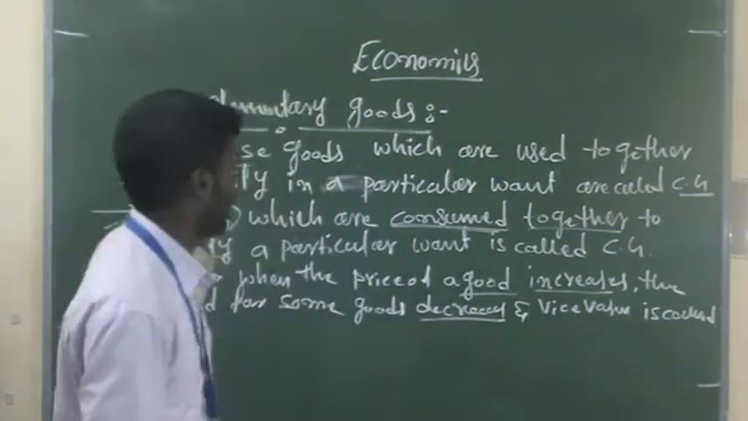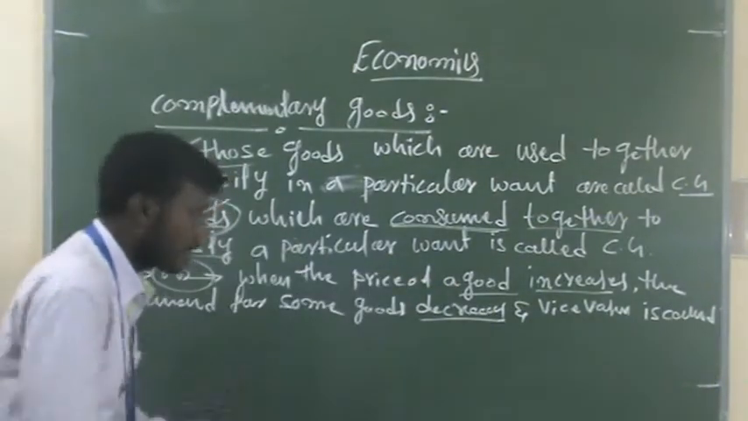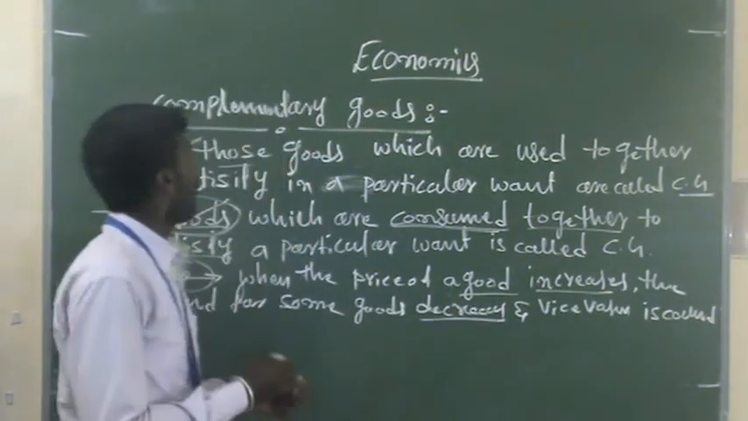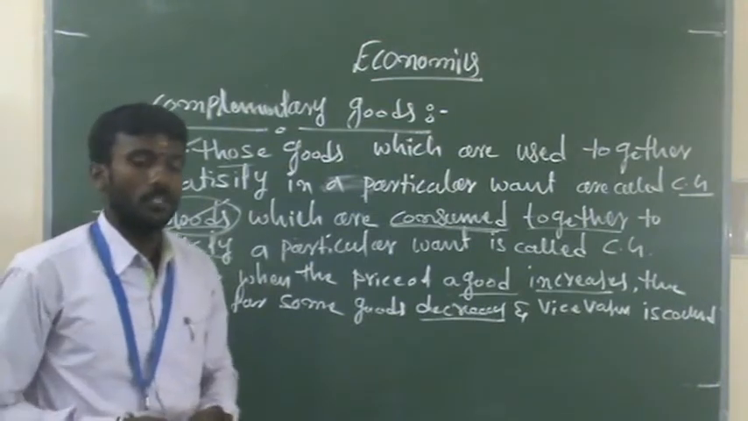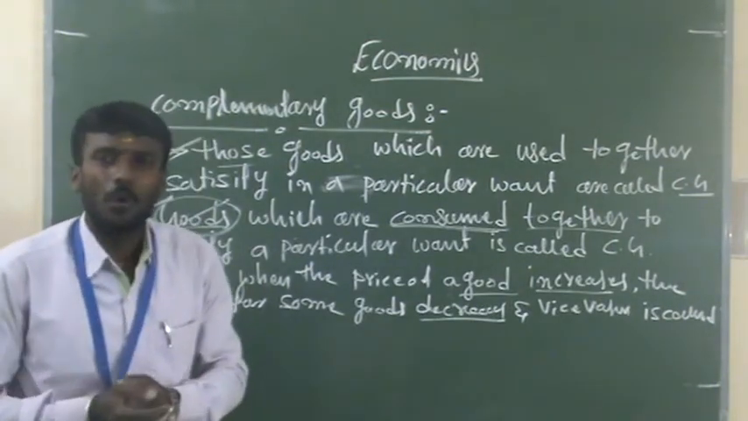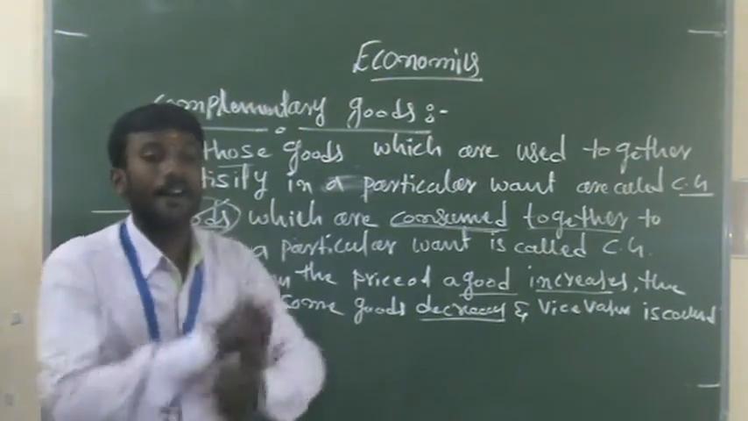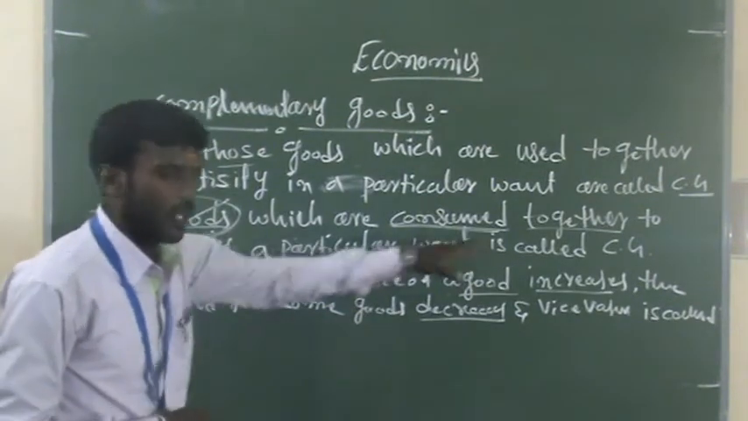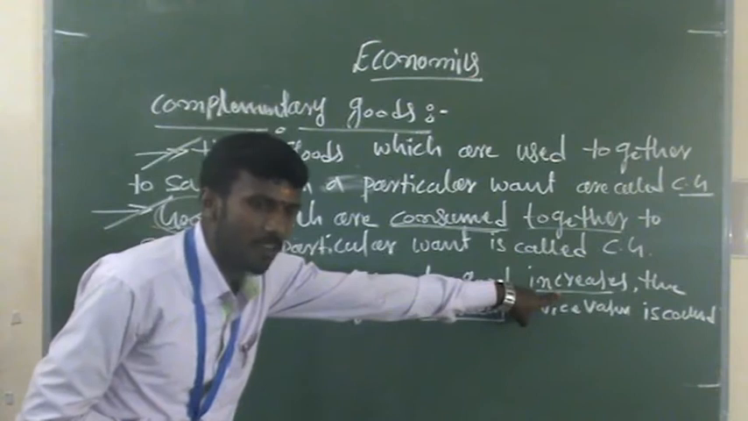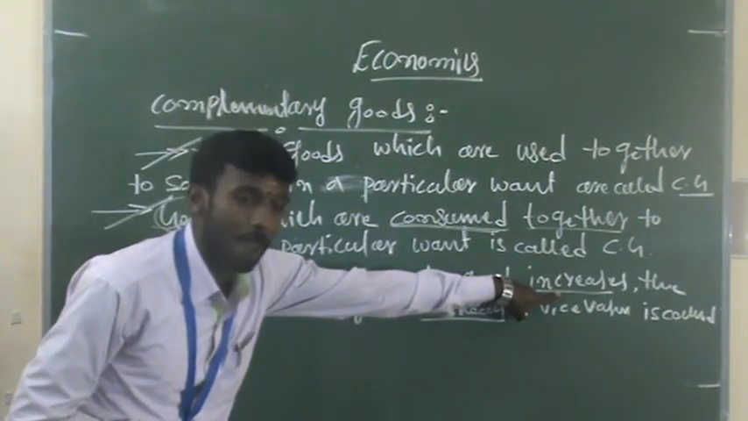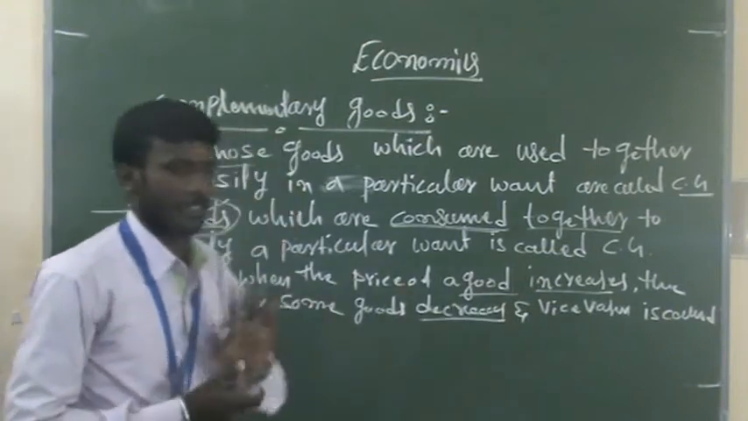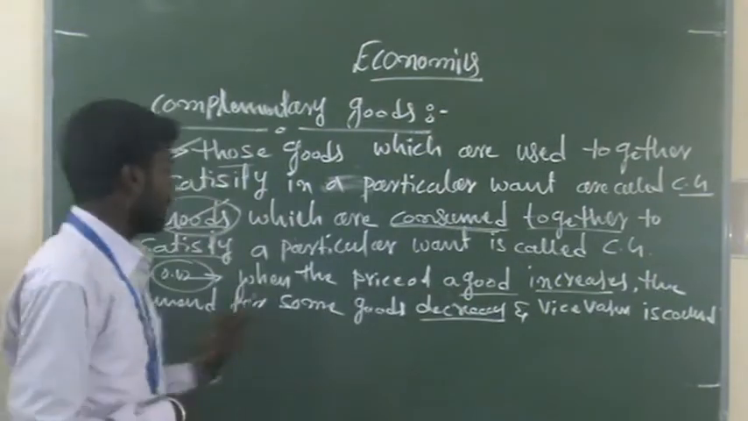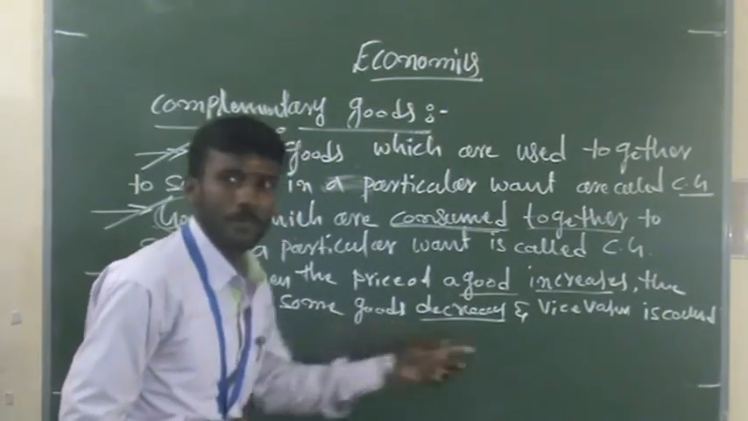That is also true the other way. It means when the price of the good decreases, demand for that good increases. It means in the case of complementary goods, the demand as well as price, these two move in the opposite direction or negative direction. See what I'm saying? Already I told that when the price of a good or commodity increases or rises, at that same time the demand for the complementary good decreases. And it's vice versa also: when the price of the good decreases, at the same time the demand for the complementary good increases.